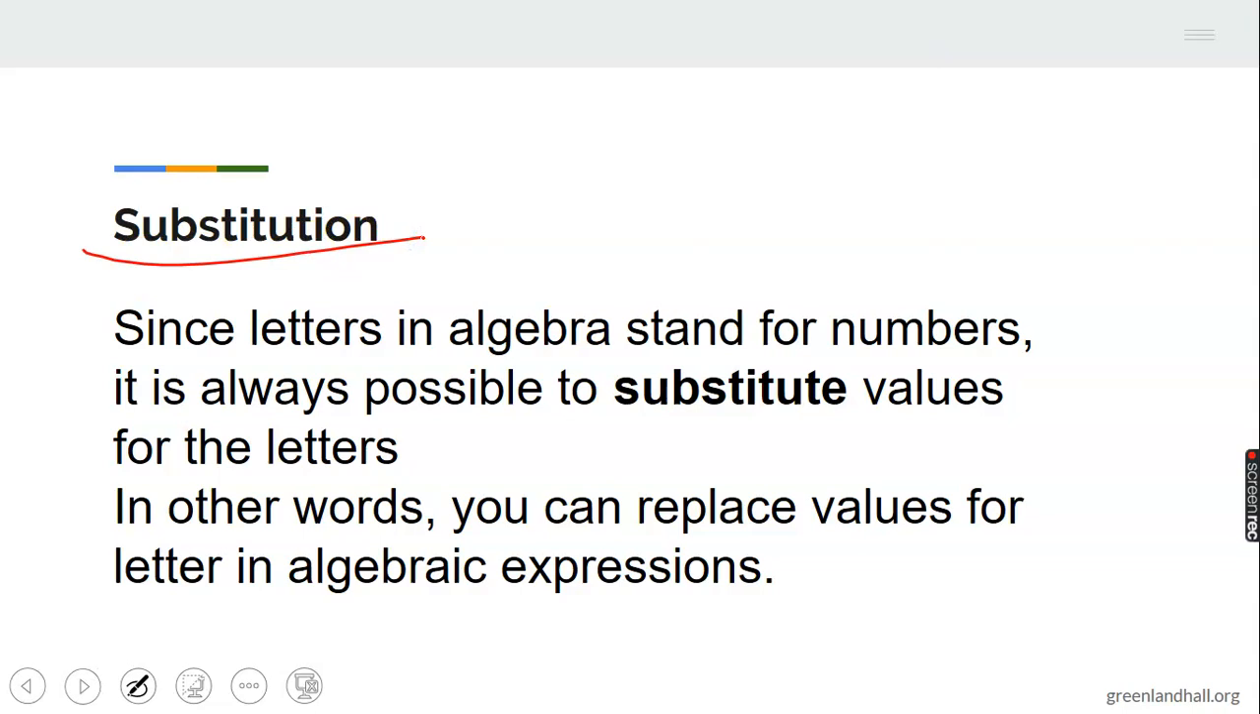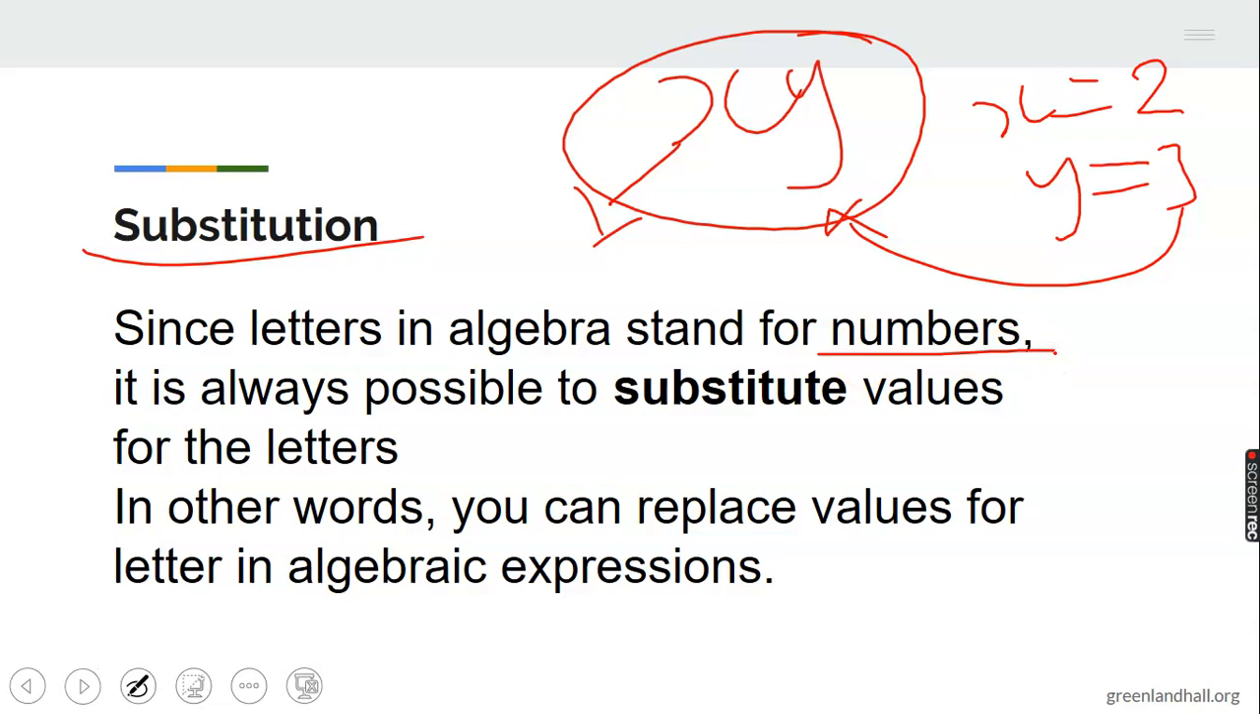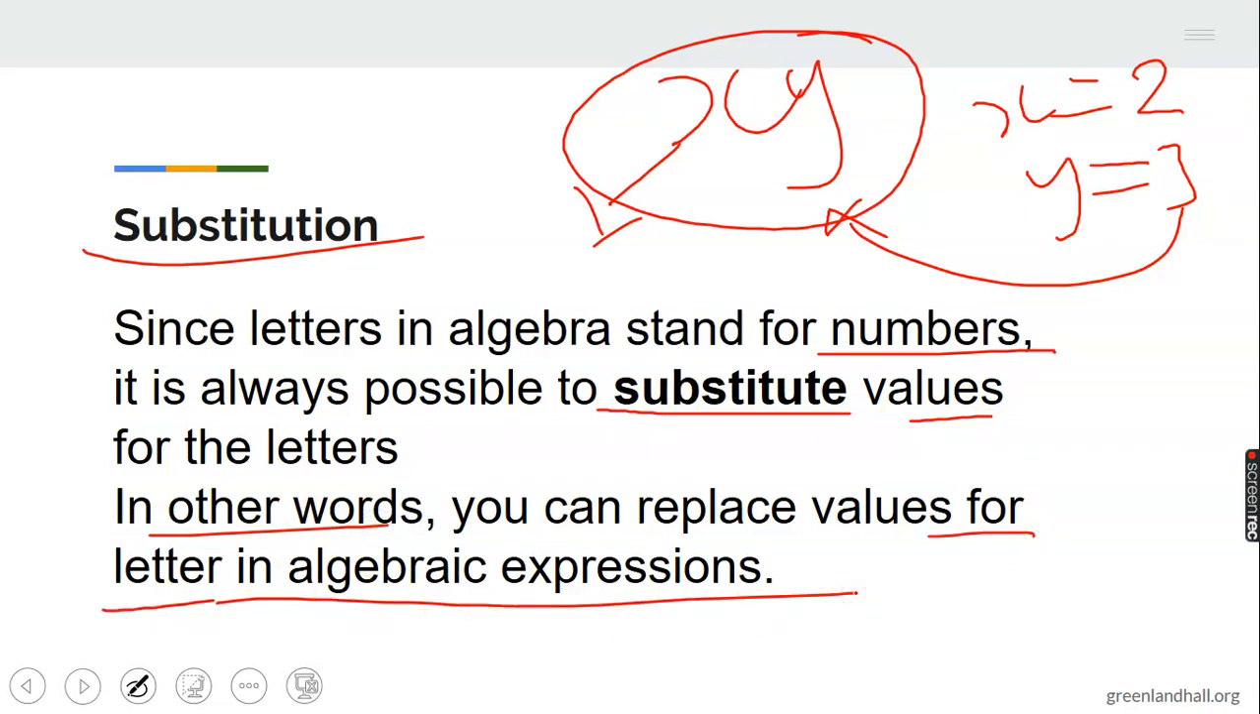Now, we now move to substitution. How we can replace numbers with letter. For instance, we have xy. I might ask you to find the value of xy when x equals to 2 and y equals to 3. Now, this is the term you are given. Instead of x, you replace it with 2. Instead of y, you replace it with 3. We call it substitution. Since letters in algebra stands for numbers, it is always possible to substitute values for letters. In other words, you can replace values for letter in algebraic expression. Just like I've just explained here.